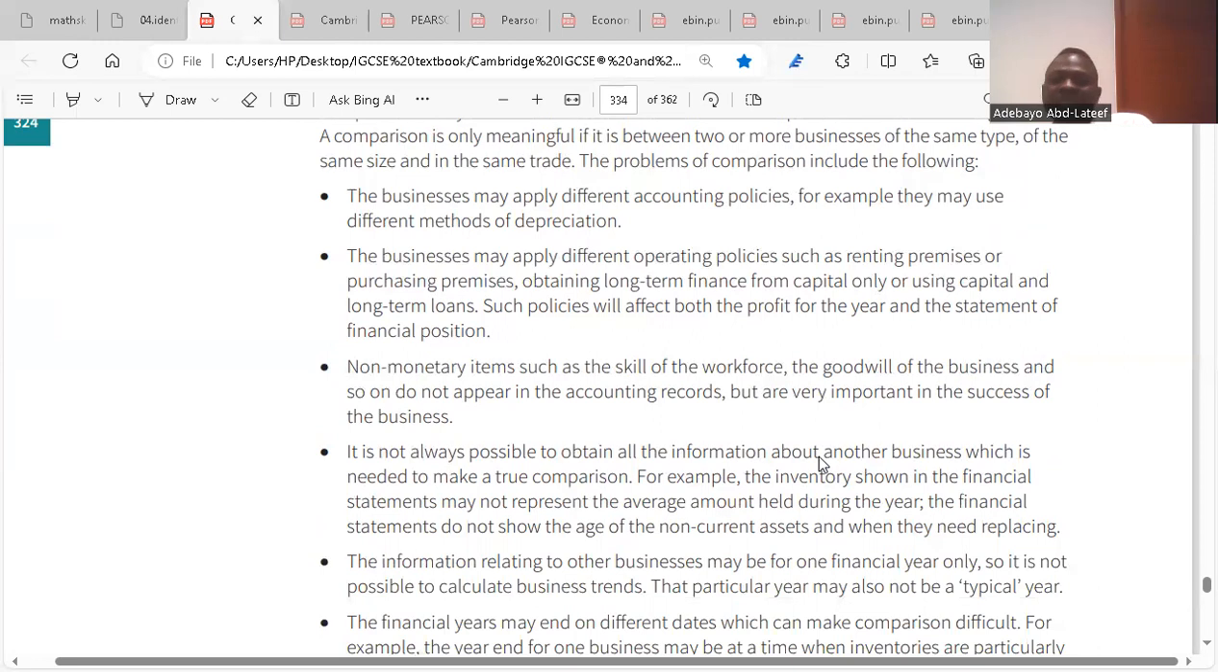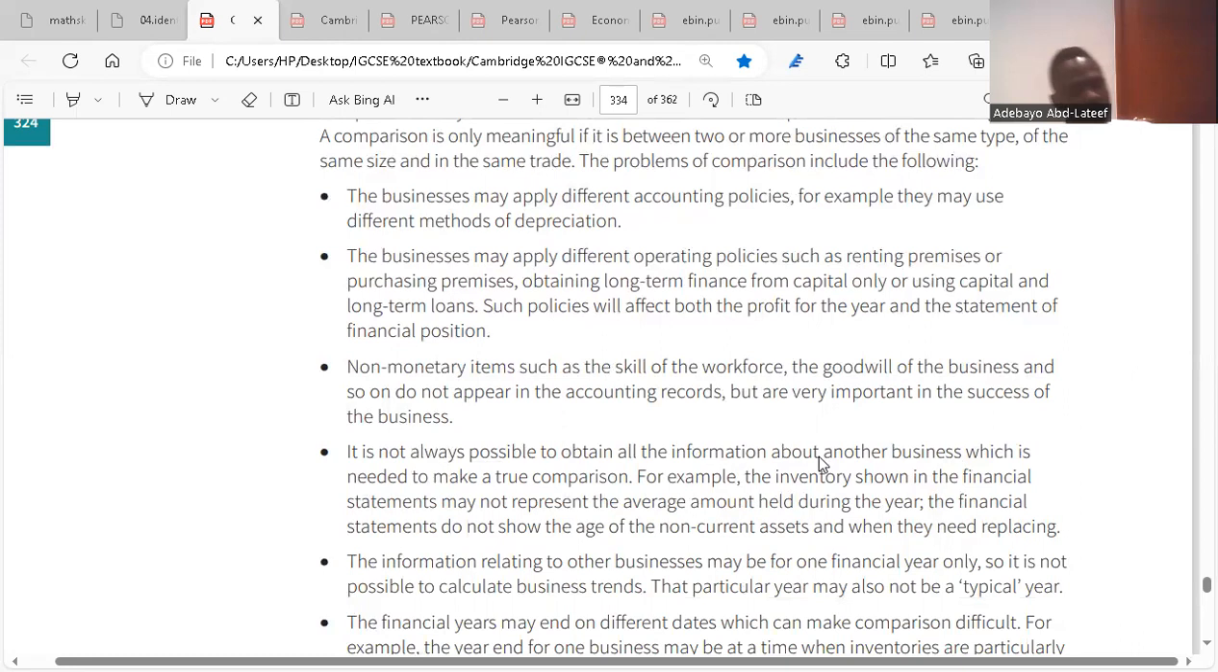Third, non-monetary items such as the skills of the workforce, the goodwill of the business, and so on do not appear in the accounting records, but are very important to the success of the business. Mukta might have the best teachers, and the other school might not have good teachers. It will affect the business. They are intangible assets, but it will reflect in the business.